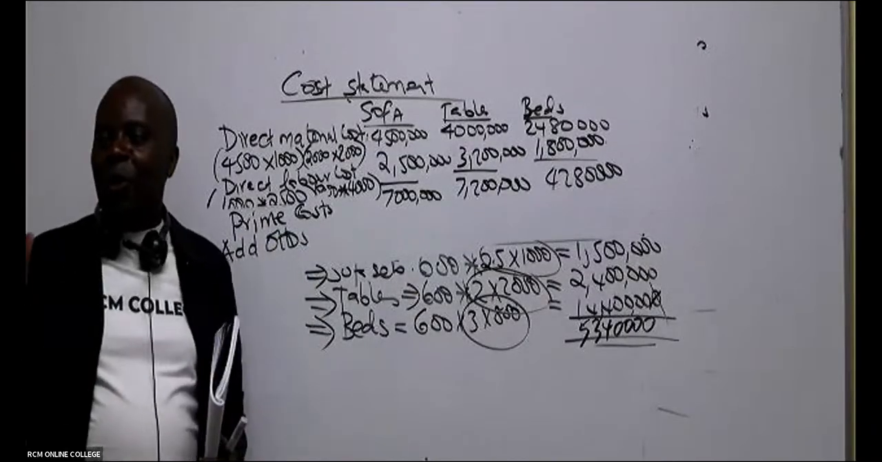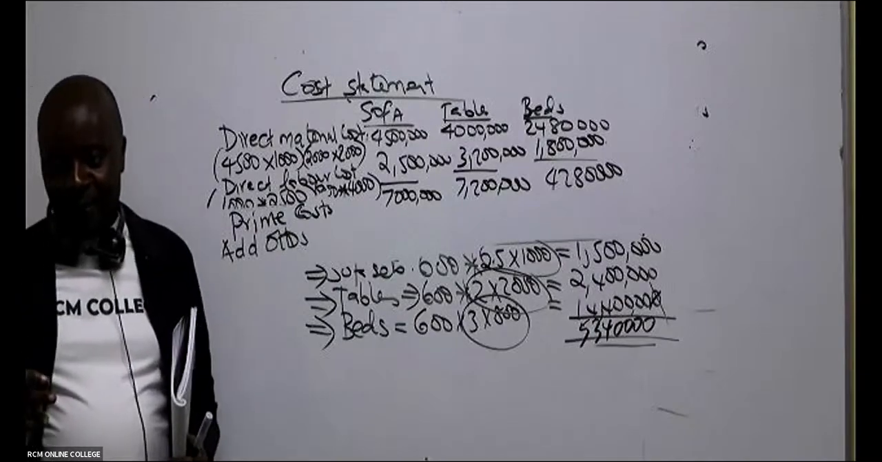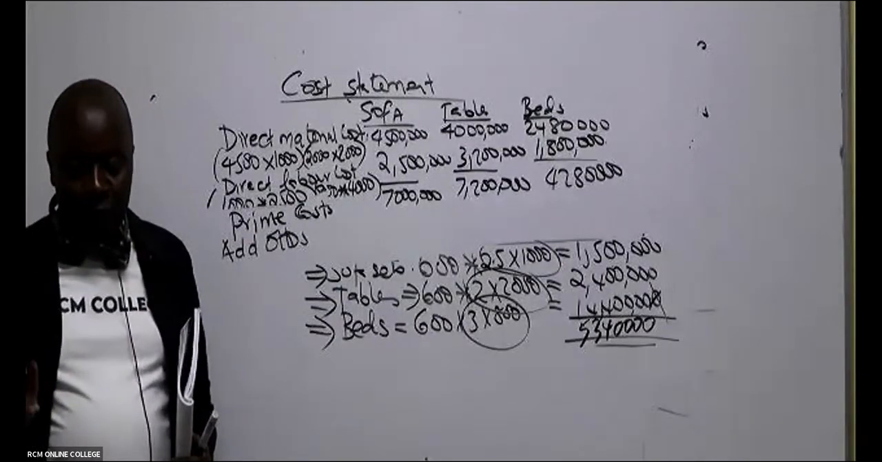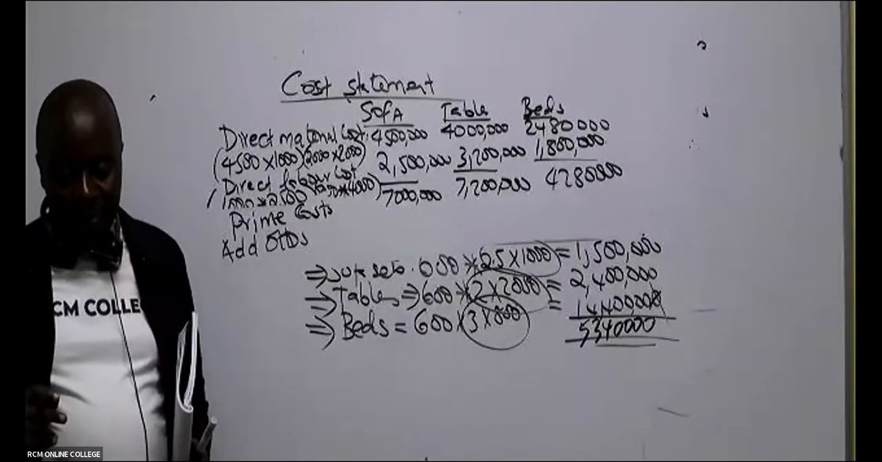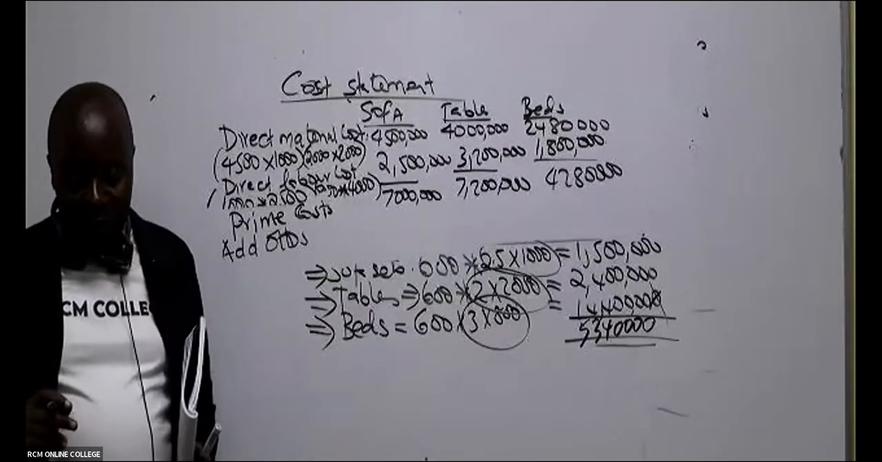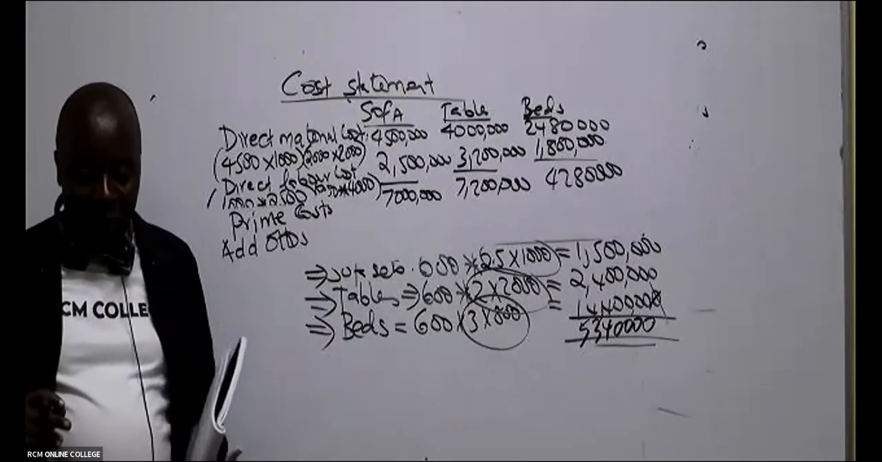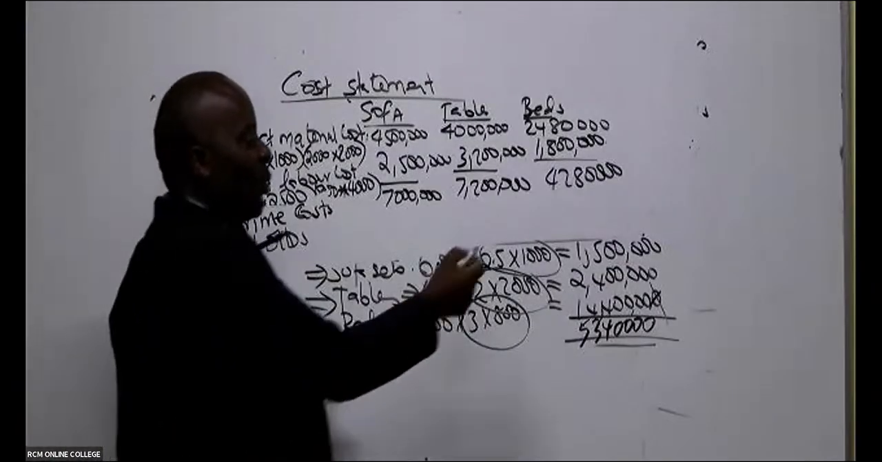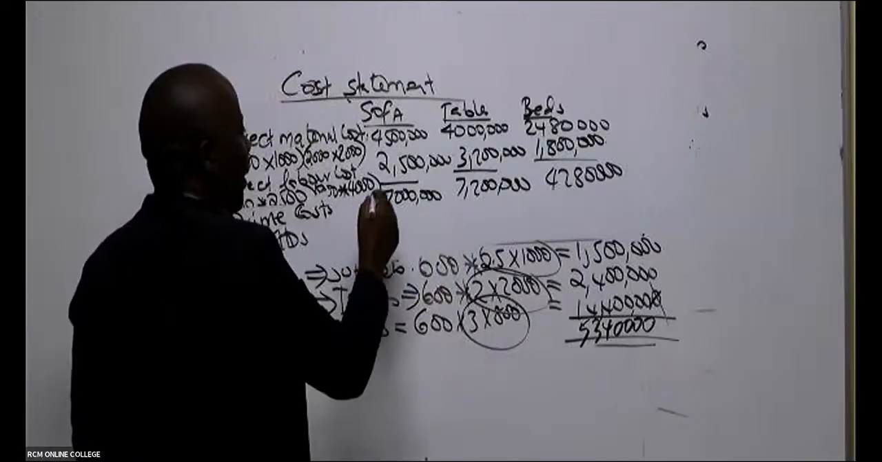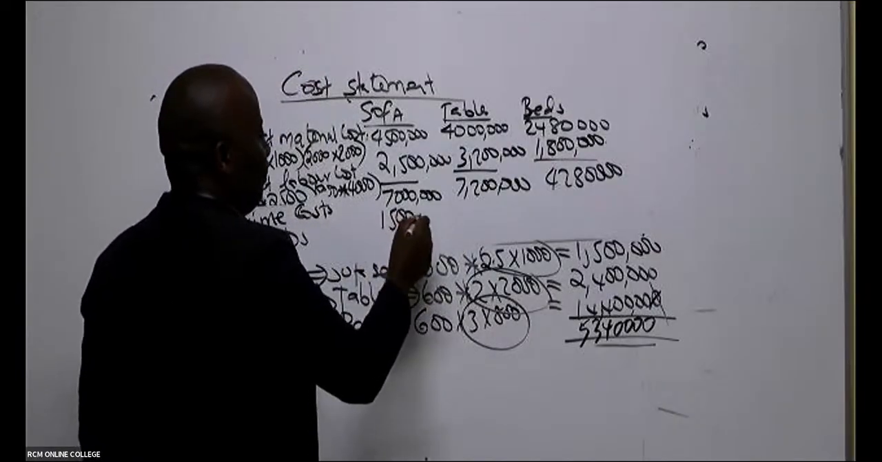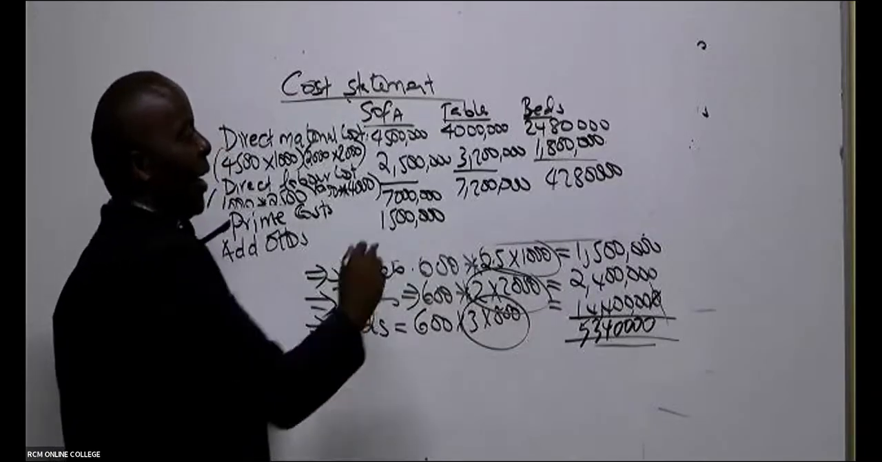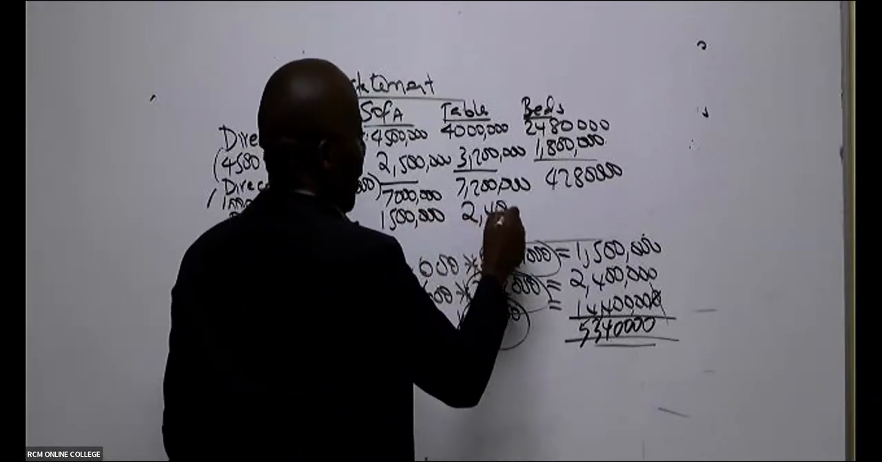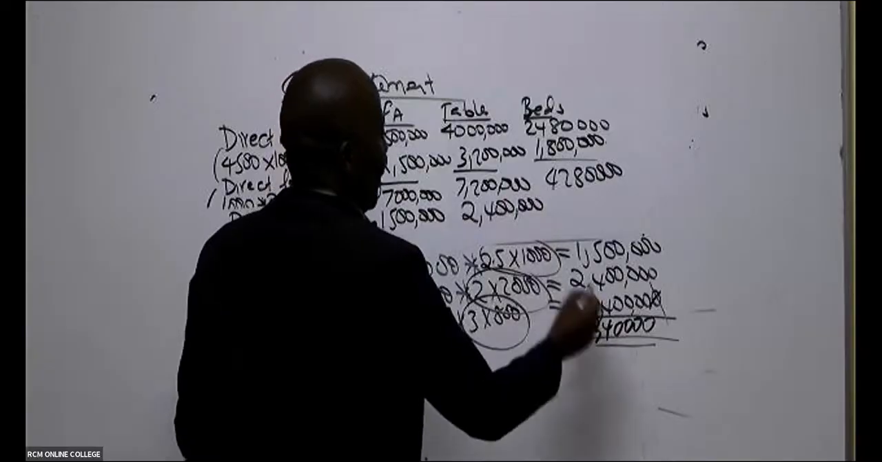Fortunately, we already have the overheads. Are you able to see the overheads? Oh, yes, we're able to do them here. So the first set is 1.5 million. Is that okay? And then tables is 2.4 million. This is what here, somebody?